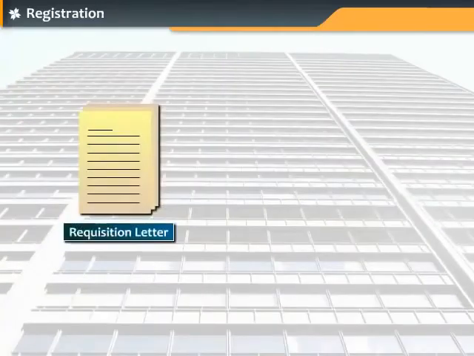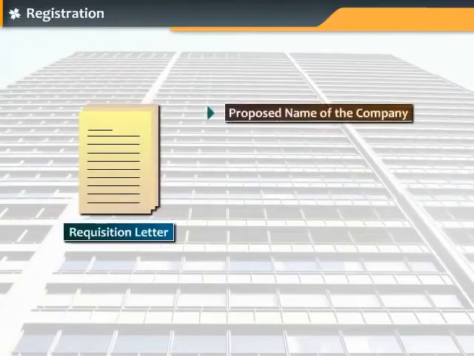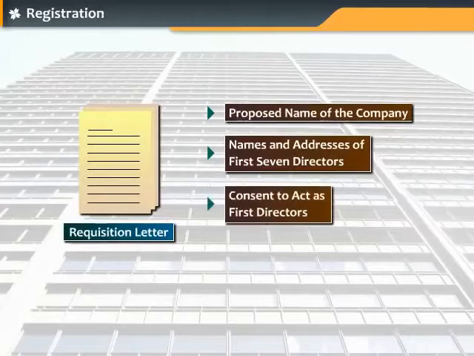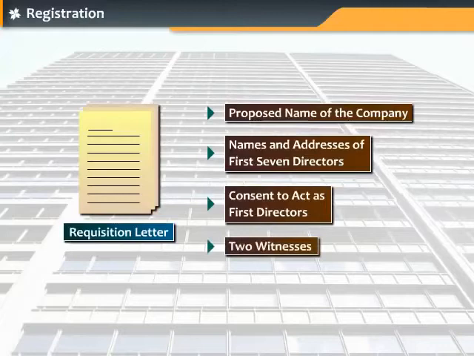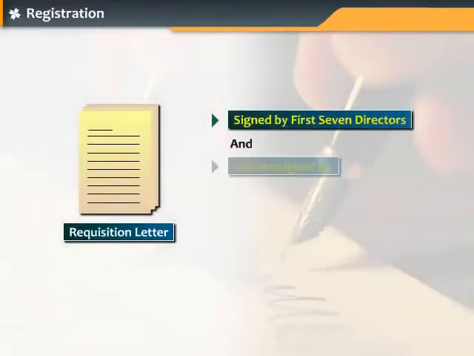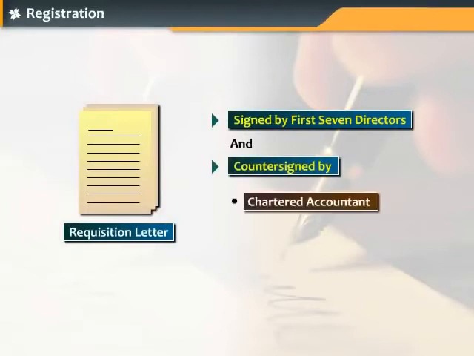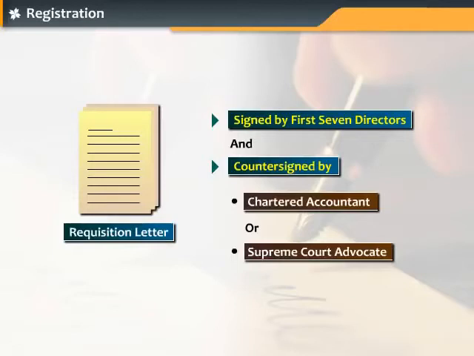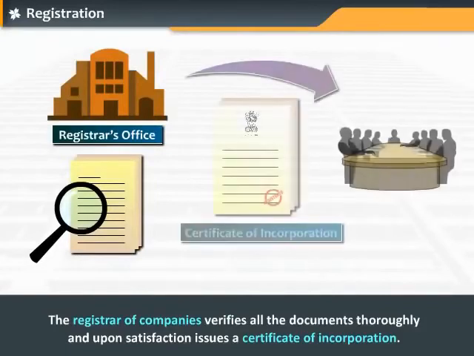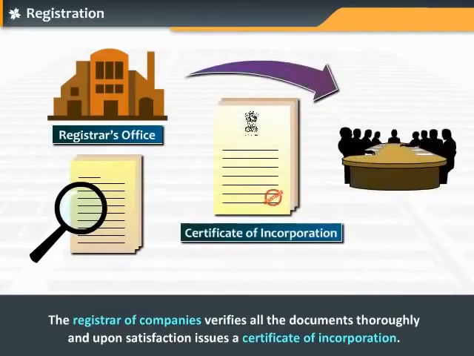The requisition letter must contain the proposed name of the company, names of first 7 directors, their addresses, their consent to act as first directors along with 2 witnesses. All the documents must be duly signed by the first 7 directors and countersigned by either a chartered accountant or practicing Supreme Court advocate. The Registrar of Companies verifies all the documents thoroughly and upon satisfaction issues a certificate of incorporation.